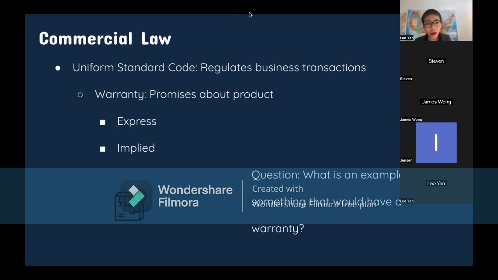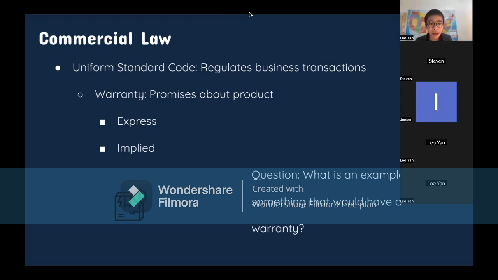So let's say you walked into a store to buy a bicycle, and the bicycle seller gave you a warranty of, let's say, 2 years. That's actually a pretty good warranty because bicycles tend to break. But anyway, they gave you this warranty of 2 years. If they specifically said that the bicycle will not break in less than 2 years, then that would be an express warranty because they're giving you the promise explicitly.